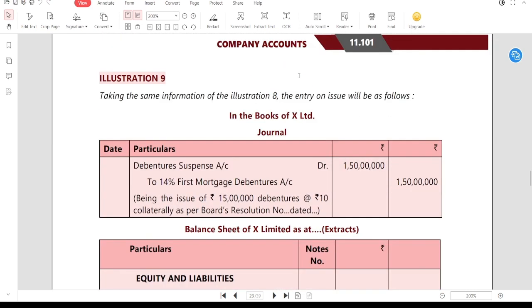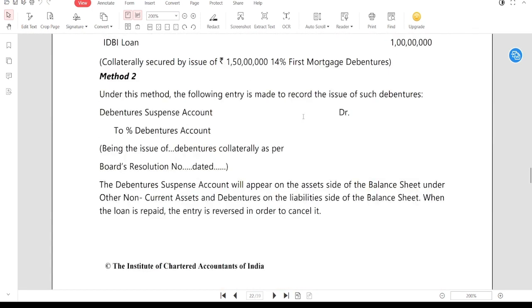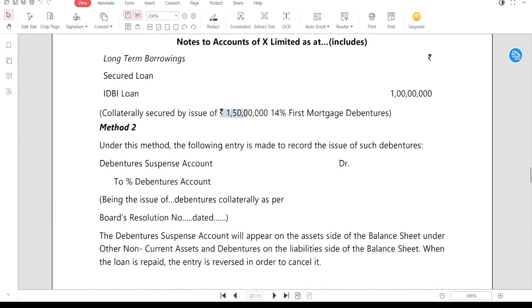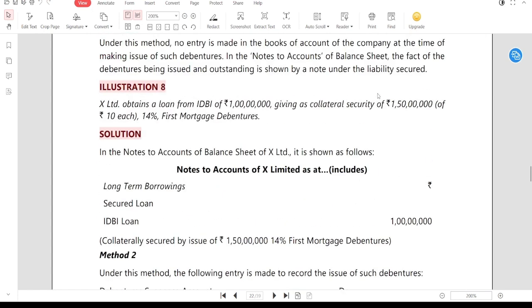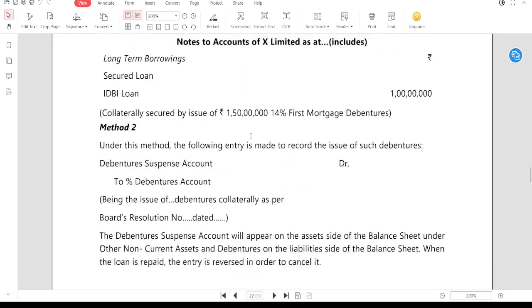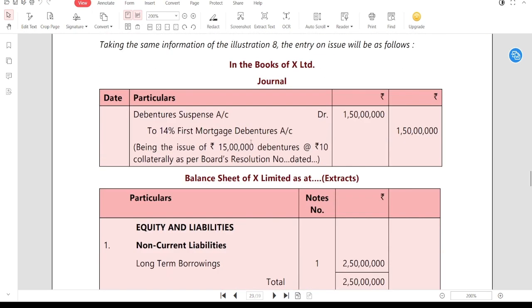We all know, sir, when we issue the debenture, the journal entry will be debenture suspense to the percentage debenture. Correct? In the given case, debenture suspense to the 14% first mortgage debenture 1 crore 50 lakh, because how much is the debenture amount, sir? 1 crore 50 lakh here. And in the question also, see here. Correct. So debenture suspense to debenture is 1 crore 50 lakh, and see the narration here.